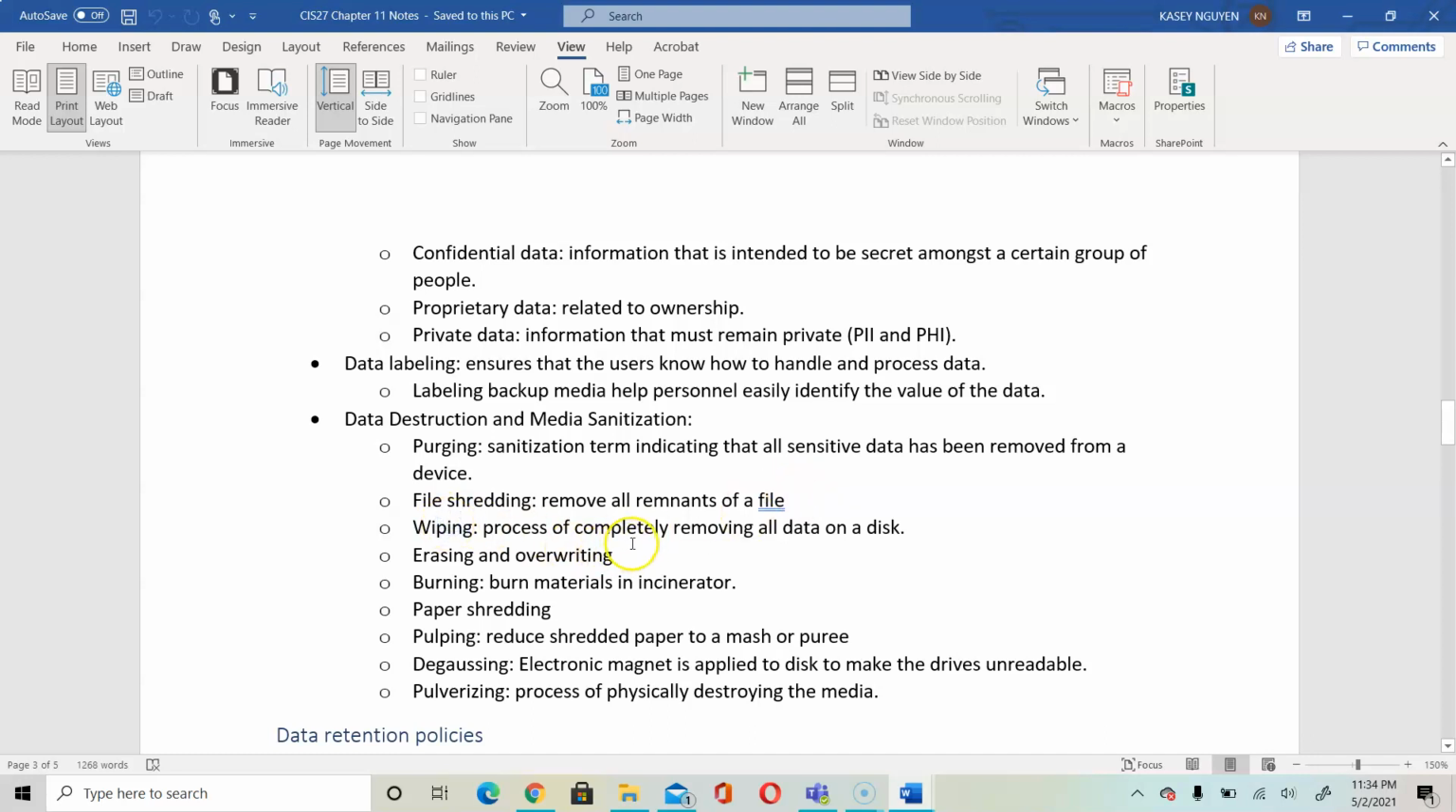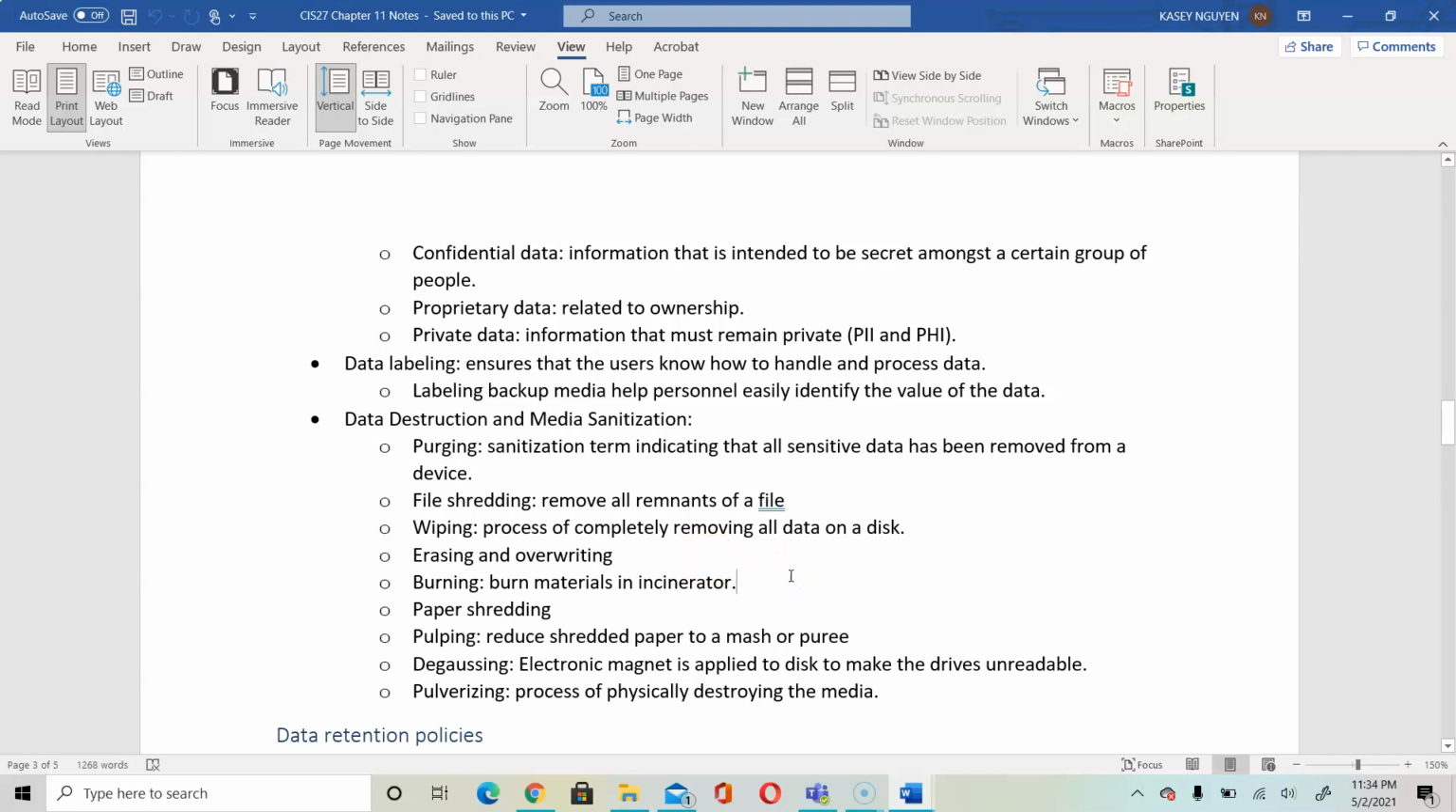Wiping is a process that completely removes all the data on a disk. When you delete the data, it doesn't necessarily go away. We're going to make sure that we erase and overwrite everything. So we want to clear out, we want to zero out all the data on the disk and all the traces of the data all the way around.